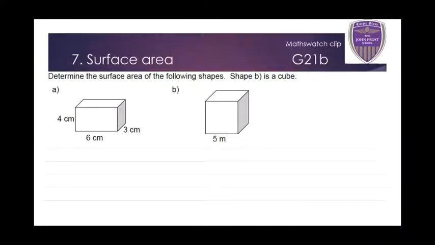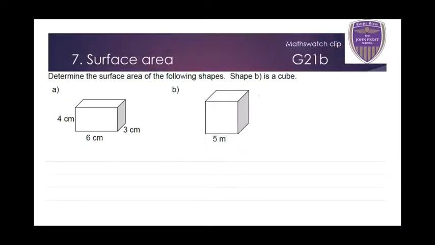So now we're going to look at calculating surface areas of cuboids, okay? There is no explicit rule or formula to follow with calculating the surface area of cuboids, but there is a little method, and I'll try and write that down for you now. So the surface area of a cuboid.